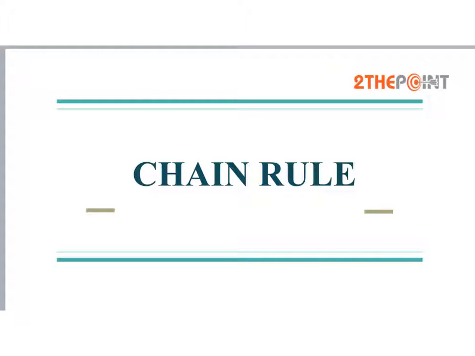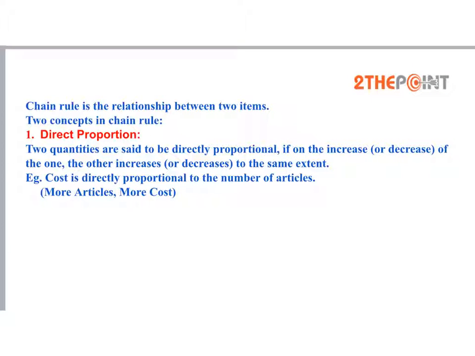In this session, we are discussing the chain rule. What is this chain rule? Chain rule is a relationship between two items. Chain rule involves two concepts. One is direct proportion and the other is indirect proportion.